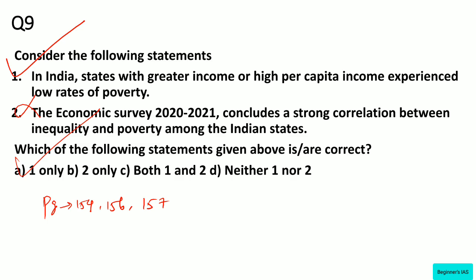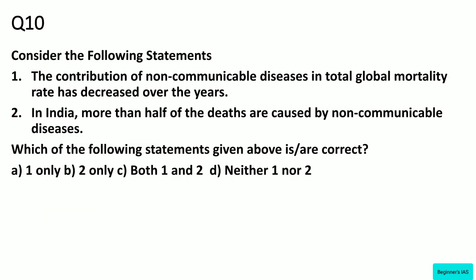Let us move on with today's last question. Consider the following statements. The contribution of non-communicable disease in total global mortality rate has decreased over the years. Statement number 2: In India, more than half of the deaths are caused by non-communicable diseases. See, this is a very important concept, very important question. See, between 1990 and 2016, the contribution of non-communicable diseases increased, but here it is given as decreased. Therefore, this statement is wrong.